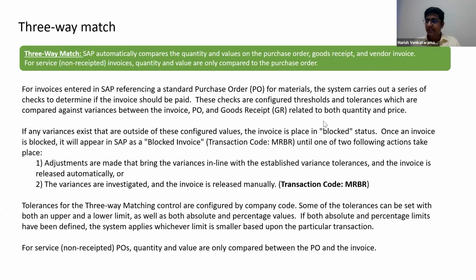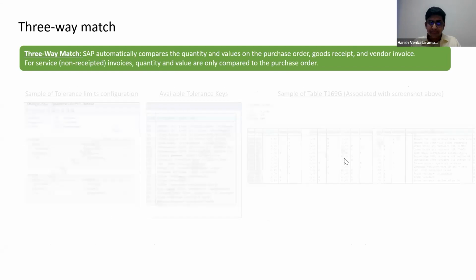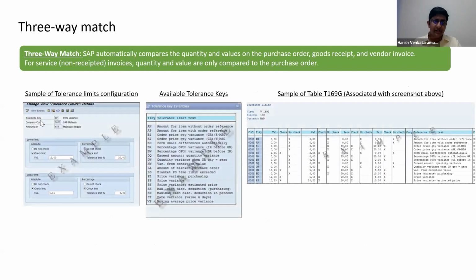And this is how the transaction code looks like, right? Where you can go into the tolerance, see the tolerance key. And these are the list of all the standard tolerance keys that are available, right? The tolerance key could be for quantity variance, for price variance, and also for moving average price variance.